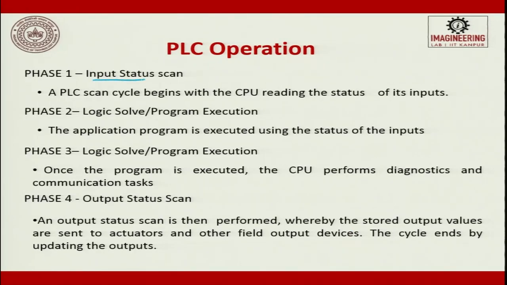Phase 1 is the input status scan. A PLC scan cycle begins with the CPU reading the status of the input. Phase 2, logic solve or program execution. The application program is executed using the status of the input. Then phase 3, diagnostics and communication. Once the program is executed, the CPU performs diagnostics and communication tasks. Phase 4 is the output status scan, whereby the stored output values are sent to the actuators and other field devices. The cycle ends by updating the output.